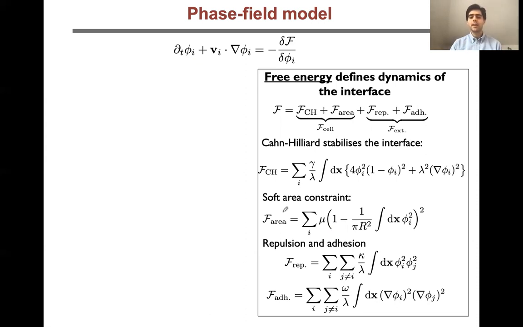In addition to that, we can introduce an area constraint, meaning that we want the cells to have a certain area. So it would penalize deviation from this pi r squared area. And we can also introduce additional terms that would determine the repulsion between different phase fields or adhesion between different phase fields.